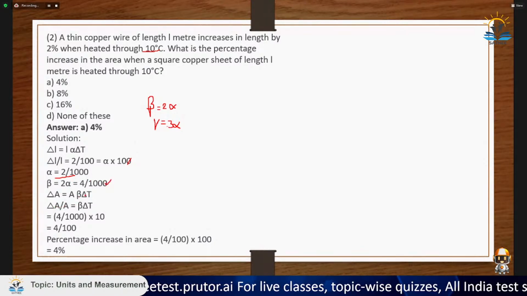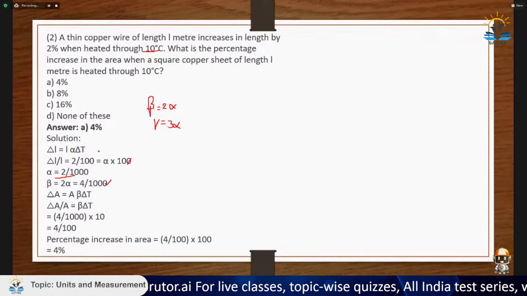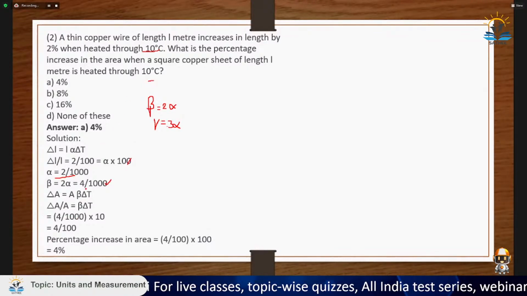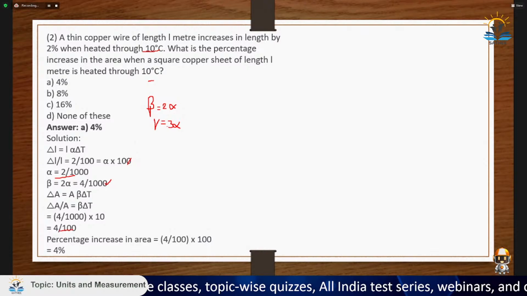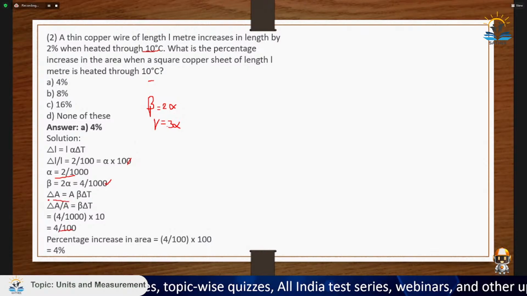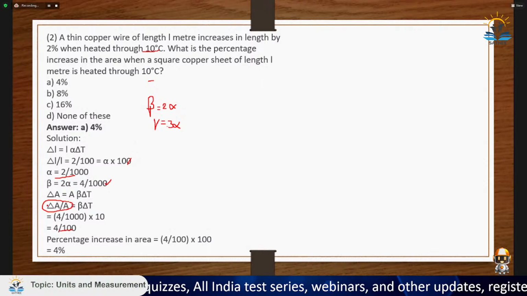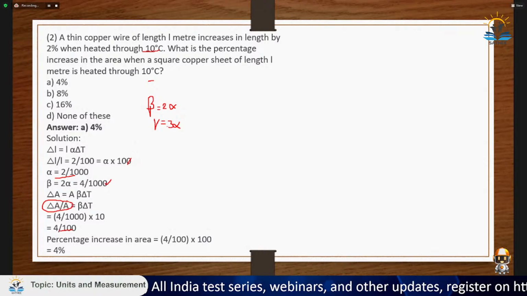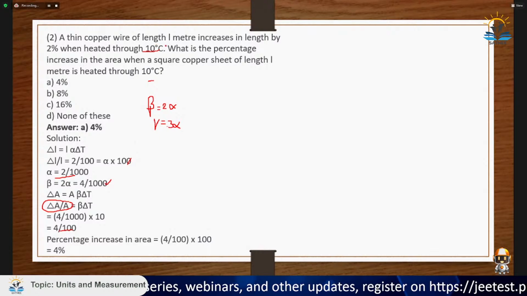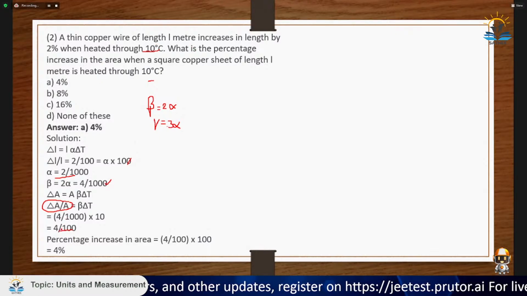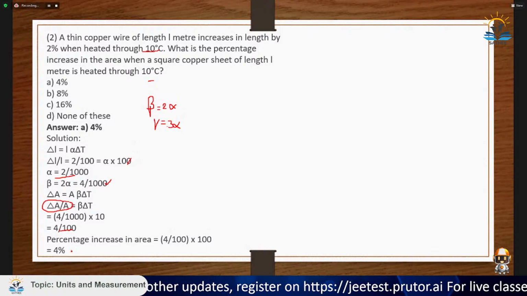Delta A upon A is equal to beta delta T. Beta is 4 by 1000, and delta T is again 10 degrees Celsius. So from there you will get delta A upon A. This is the relative error I told you about: when you divide your absolute error by the original value, you get relative error. But what is asked is the percentage increase, so multiply by 100, and your answer would be 4%.